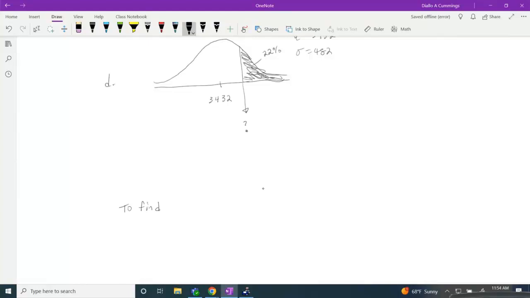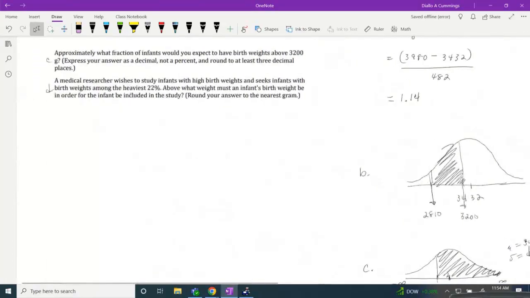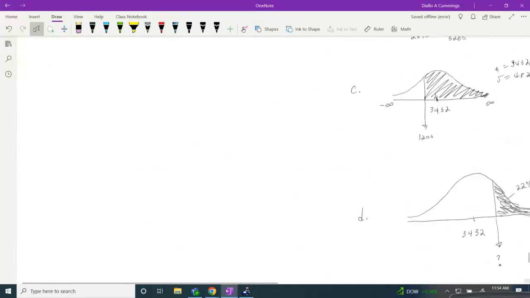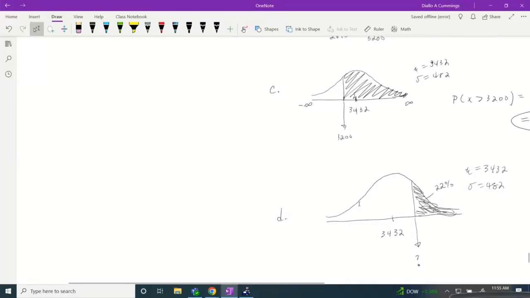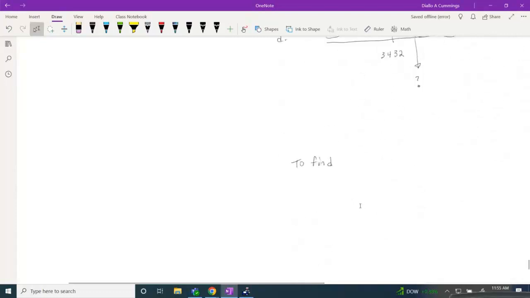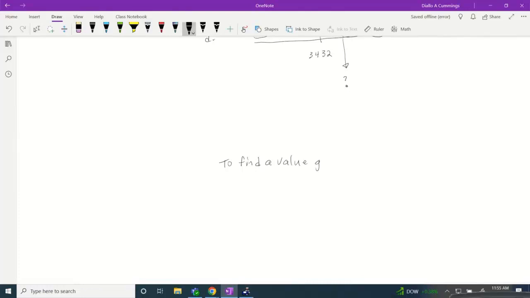So the 22%. How do you decide which side? Well, looking at the problem, it says the heaviest 22%. So that means that the 22% I'm looking for should be at the top end of those birth weights. Now, if it said the lowest 22%, I would shade the lowest part of it. Right. So to find a value given an area, we use the inverse normal function.